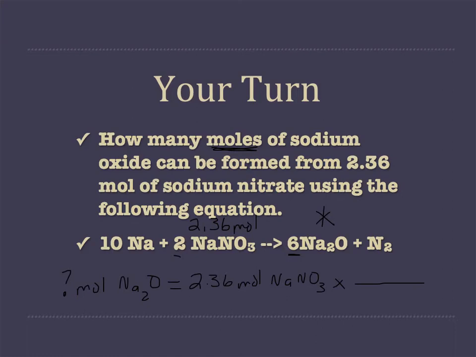So if we want to figure this out, we want moles of what we're looking for on top. So that's Na2O. We're going to use that coefficient, so we're going to say 6 moles Na2O. And what we want to cancel is going to go on the bottom, and that was our NaNO3. So we're going to say 2 moles of NaNO3. Now if you want to, you can reduce down, but like I said, usually it's simpler to do it on the calculator. Take your 2.36, times 6, divided by 2, and you end up with 7.8 moles of Na2O. Hopefully that's what you got.